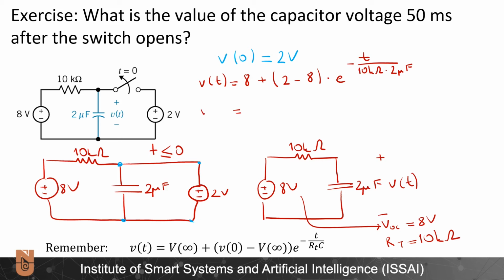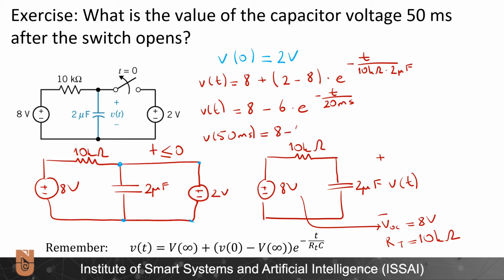So accordingly, V(t) will be equal to 8 minus 6 times e to the minus t over 20 milliseconds. Now I need to find the value of the voltage at 50 milliseconds. I will use the help of MATLAB for doing this. You can use your scientific calculators.